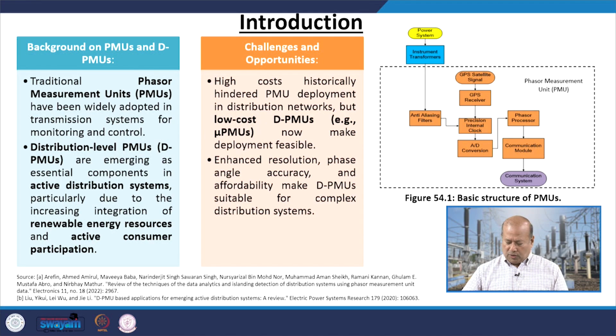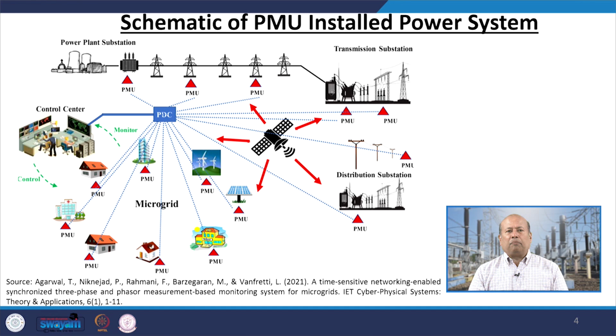Now, if you see the basic structure of a PMU, this is my power system, then we have instrument transformer, then we have filters, then GPS satellite signal through GPS receiver, and then precision internal clock, A to D conversion, then moving to phasor processor, and then communication model to a communication system. So, this is overall the architecture or the structure of a PMU which is currently in place for our distribution PMUs or micro PMUs.